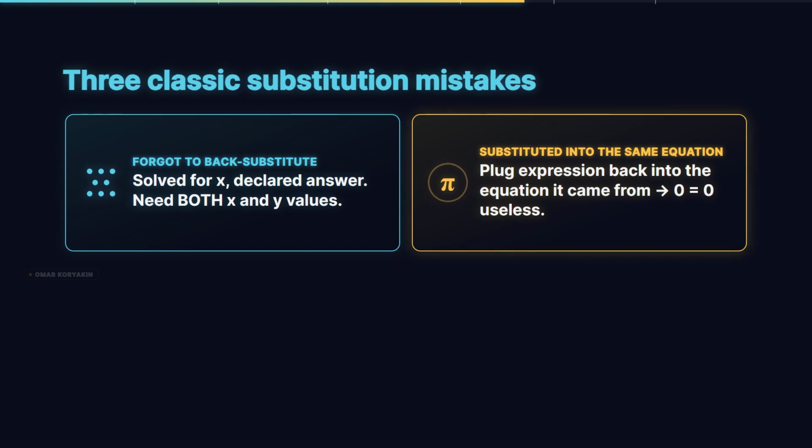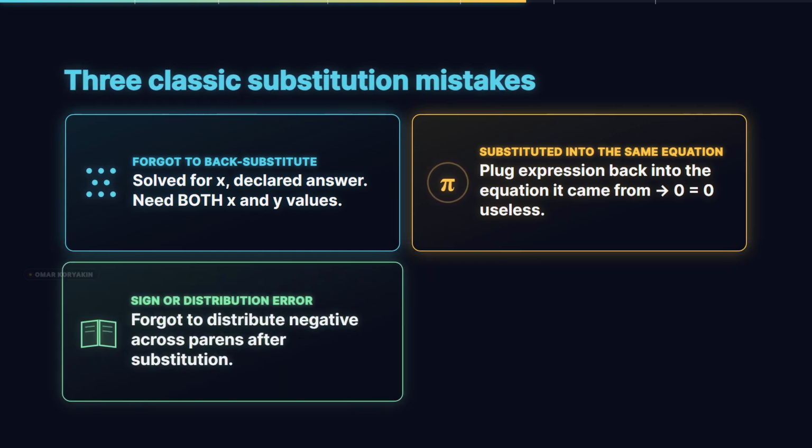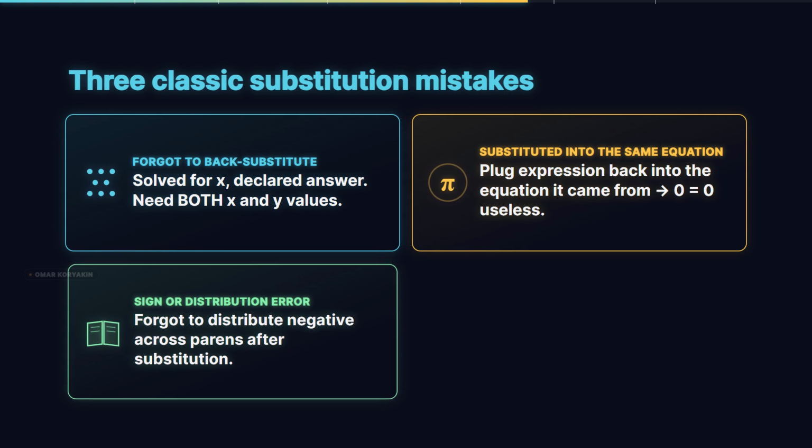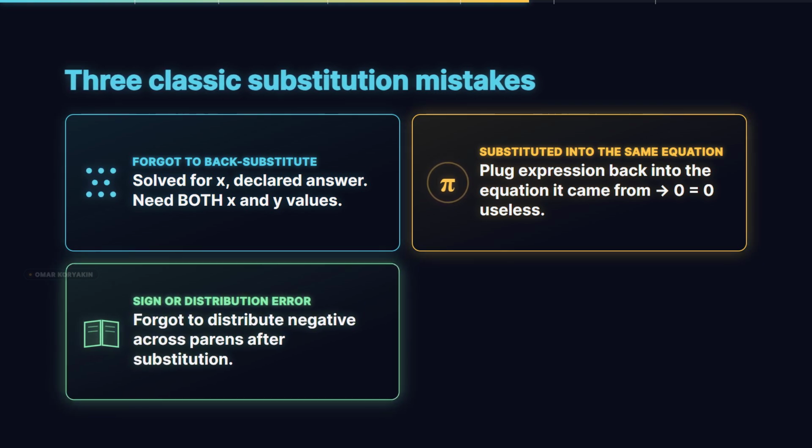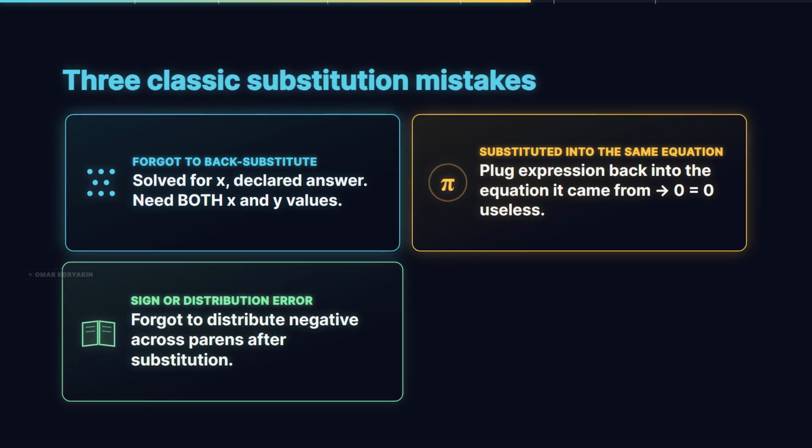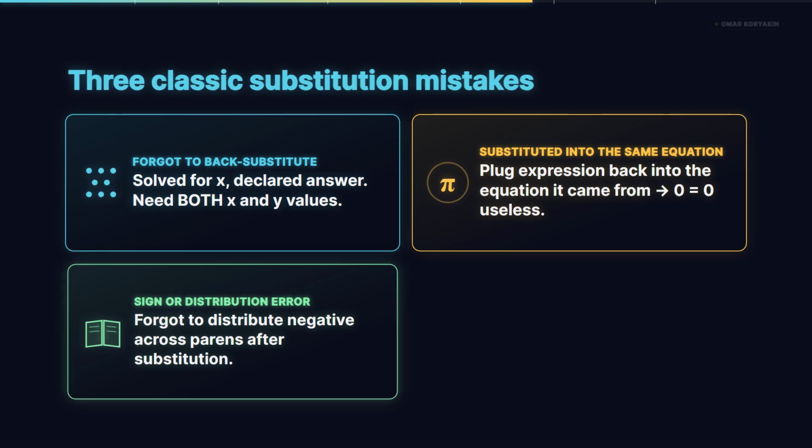the identity by construction. Third mistake: sign or distribution error after substitution, especially when the substituted expression has a negative coefficient or follows a minus sign in the target equation.